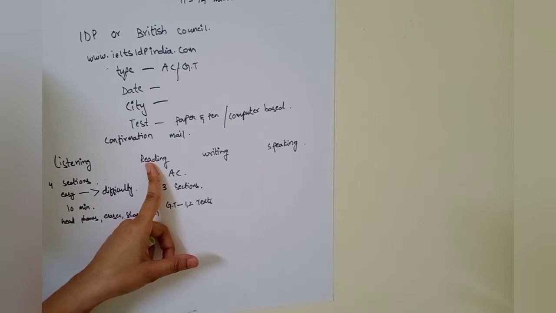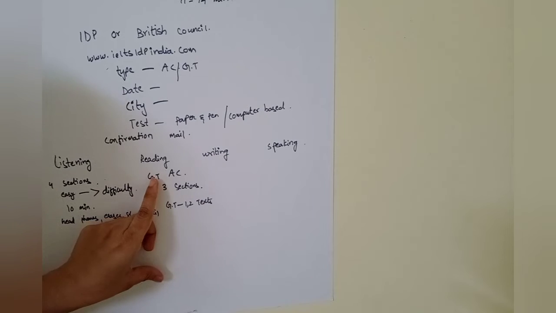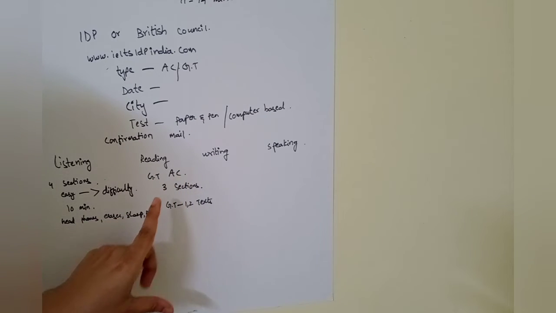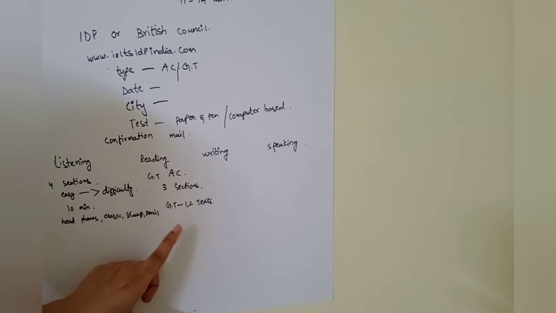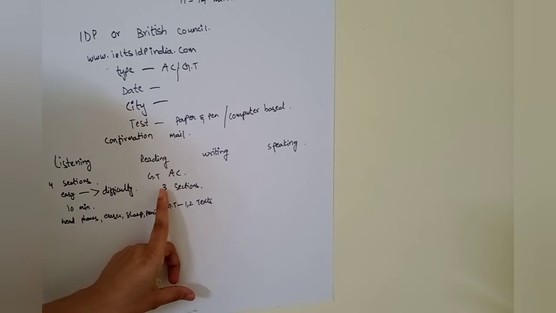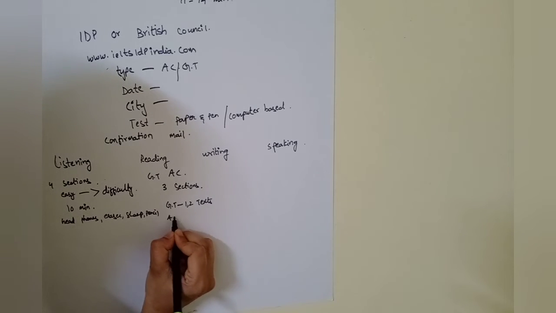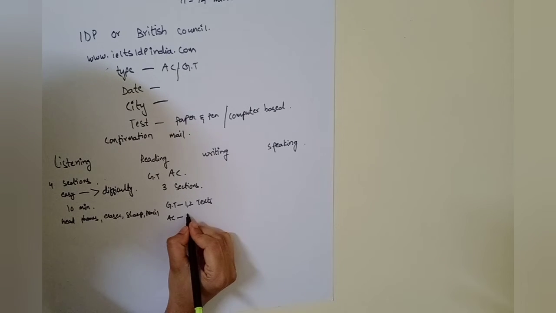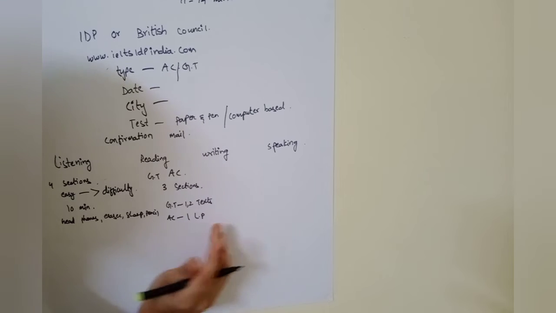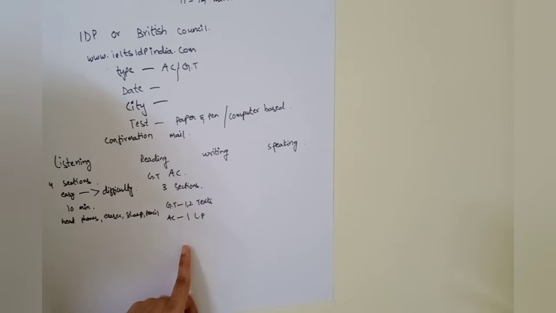Coming to the reading test, it is slightly different for general and academic IELTS. It has 3 sections in both. In case of general training, there will be 1 to 2 texts in each section. In case of academic, there will be 1 long passage in each section. You have to answer the questions in the answer sheet, and there will not be any extra time given at the end of the test.